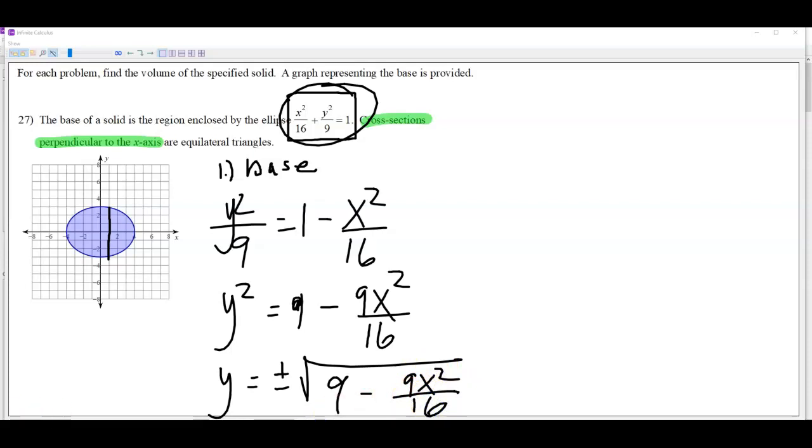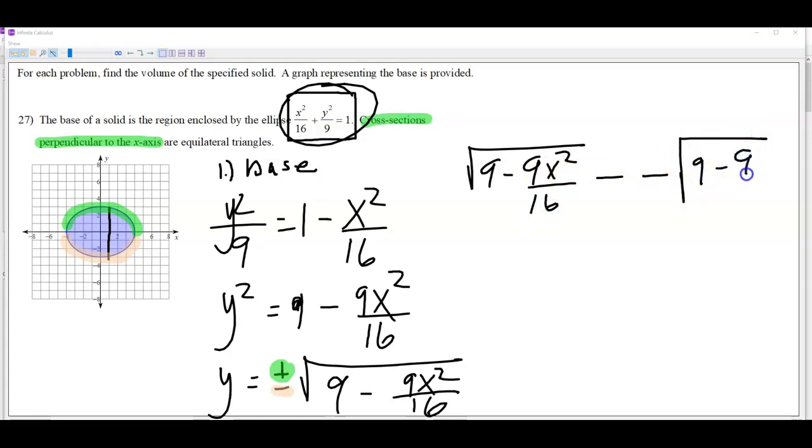And we want to remember that when you have the y by itself, the positive refers to the top half of the circle, and the negative refers to the bottom half of the circle, right? And so the base is what I'm trying to find right now, the distance between the green and the whatever color that is, tan or peach. So it's going to be the square root of 9 minus square root of 15 minus a negative square root of 9 minus 9.